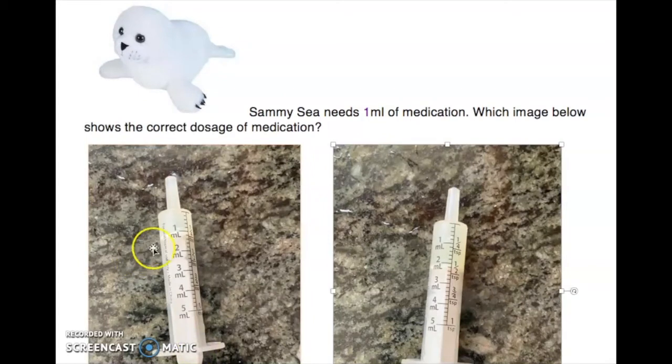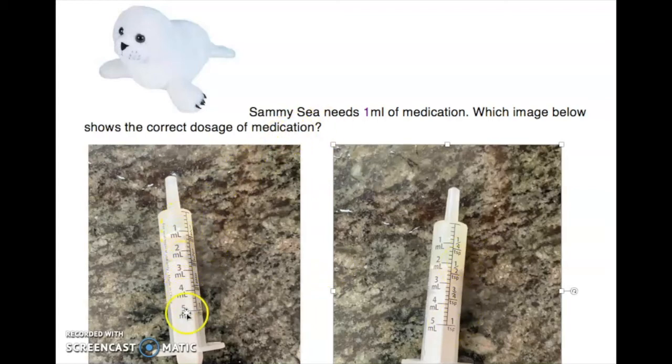For this, you need to look at the very bottom of the plunger and see which line it most closely lines up to. Sammy Seal needs 1 milliliter of medication. Which image below shows the correct dosage of medication? Let's look.